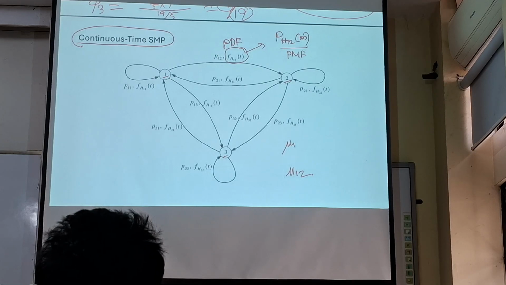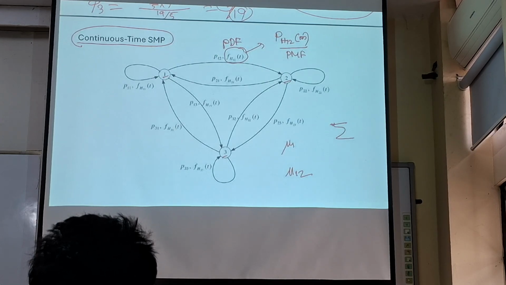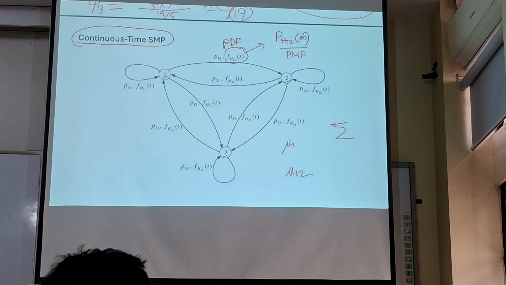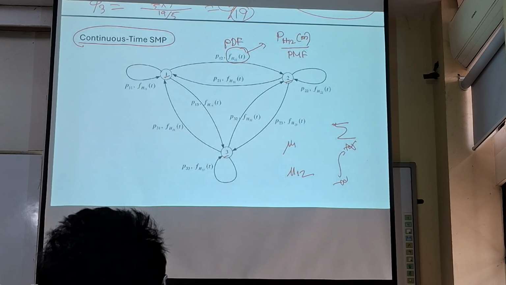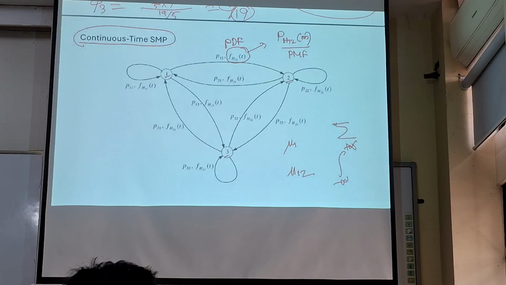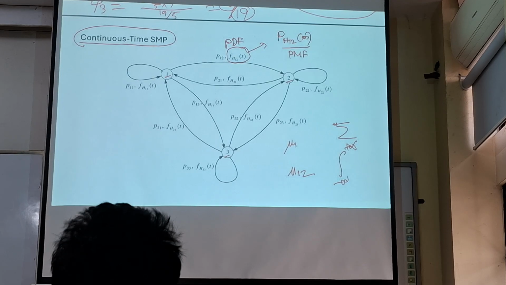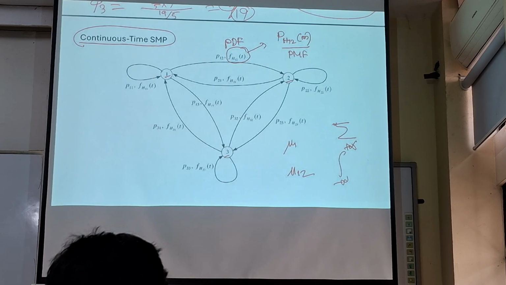different. For the discrete time Markov chain, we use summation. For a continuous distribution, we have to use integration. Is this clear? So we finish here.